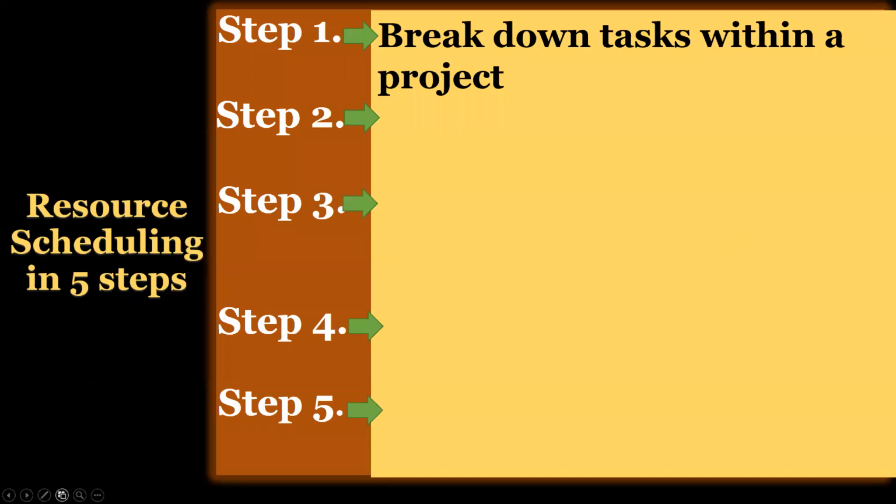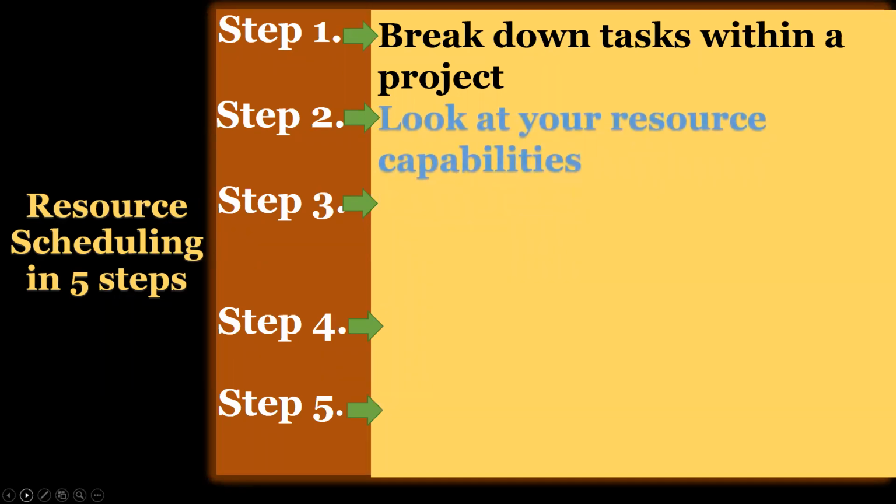Step two, we have look at your resource capabilities. This step goes beyond just looking at who has space on their calendar for a project. You need to make sure people who are free also have the skills required to get the work done. The easiest way to do this is to have a database that tracks the skills of all your team members so you can quickly match up the tasks with their schedules.